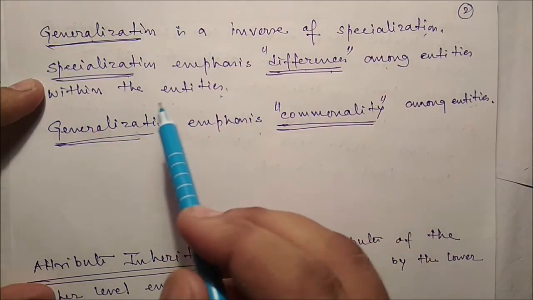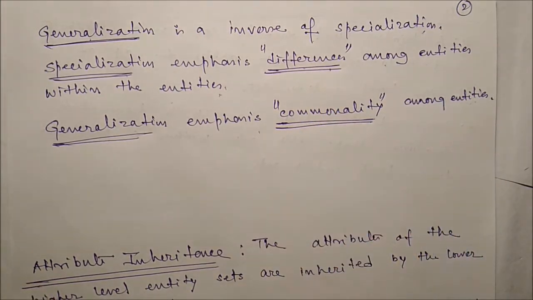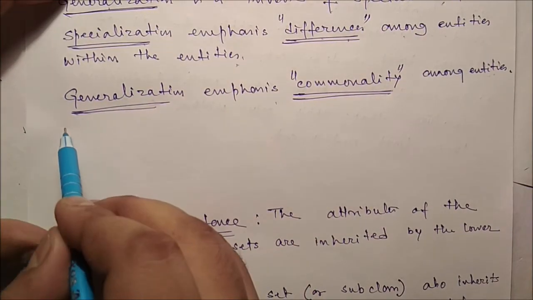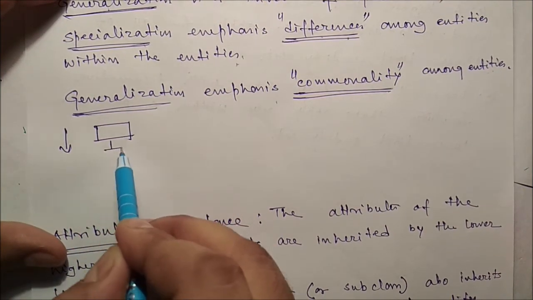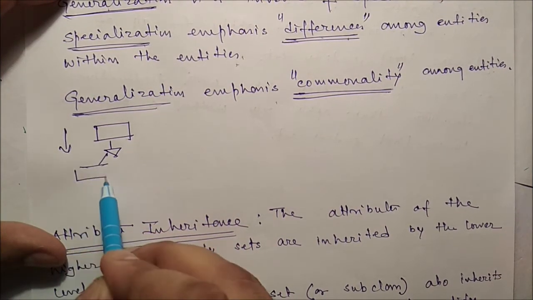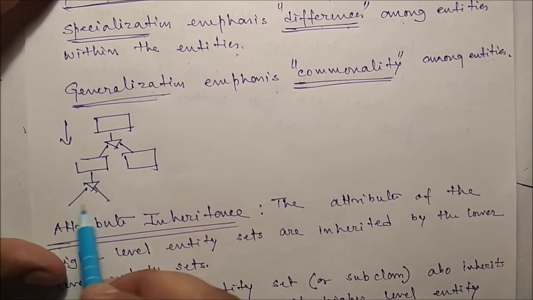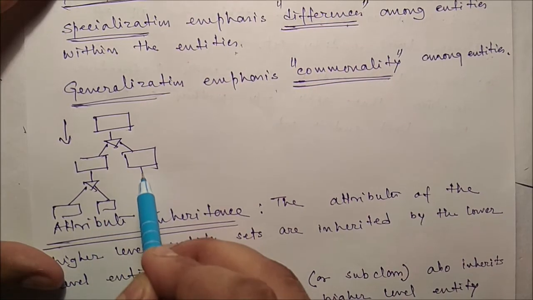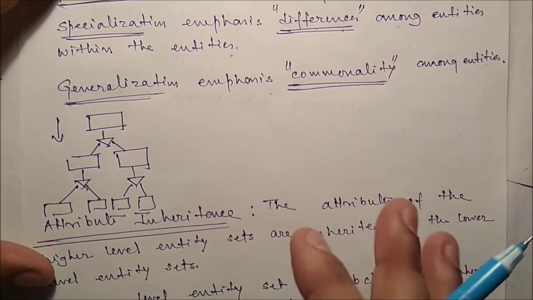Okay, so it emphasizes differences. So that means what? Specialization is what? It is a top-down approach. One entity is there and we divide this entity into, say, two entities, then divide these entities into, say, 2 entities each, and so on. This is what our specialization is.